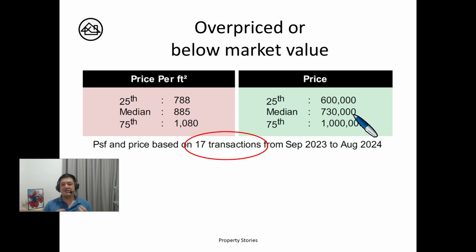Outliers, okay? So you just need to know what the median price is, and if you want to sell and you ask the agent, I sell at 750, it's still close to the median price. Or sell at 700, still close to the median price. So that's what it means.